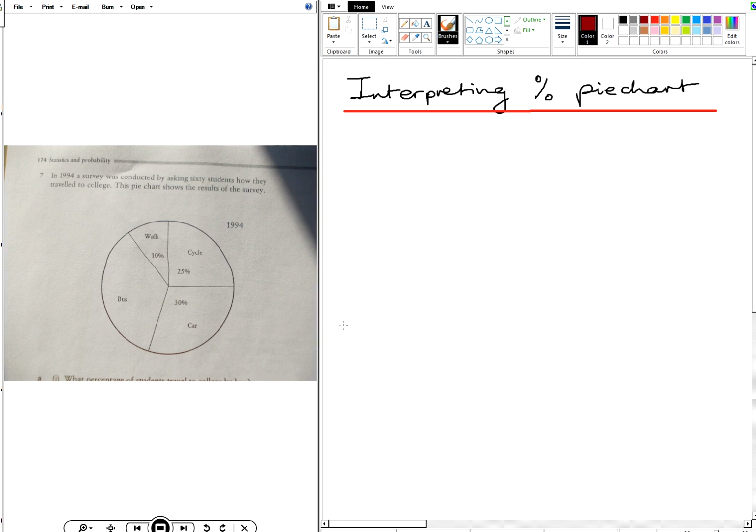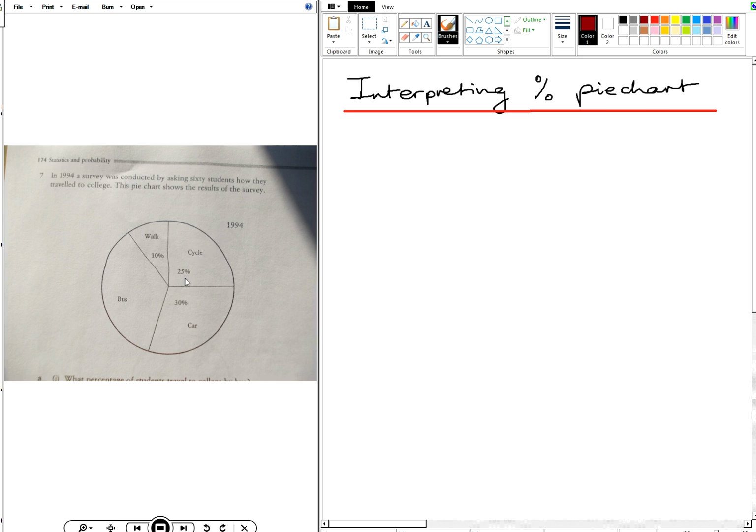We're looking at interpreting percentage pie charts now. With no student here, this is question number 7. In 1994, a survey was conducted by asking 60 students how they travel to college. And this pie chart shows the results of the survey.